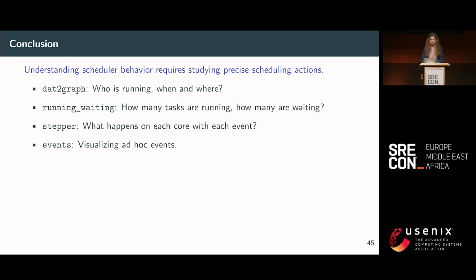Data graph, so that shows you who's running, where are they running, and for how long, and so on. With that, you can see either the PIDs or you can see the commands. Different ones are useful at different times. We have running waiting, how many tasks are running, how many tasks are waiting at a particular time. You can also separate that by socket so that you can see in a bit more detail where the overloads are, where they start, how long they last, and so on. Stepper shows in complete detail what's going on every single core and what events are going on. And then the events tool can help you see any other kind of events. So we've also used the events tool, for example, for studying locking, when are futexes taken, when are they released, and so on.